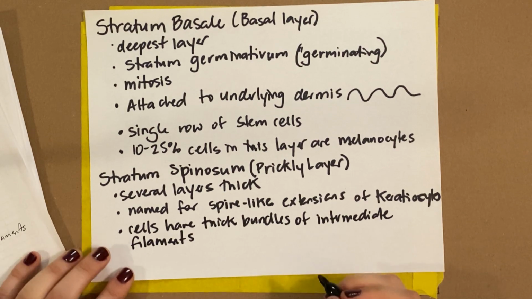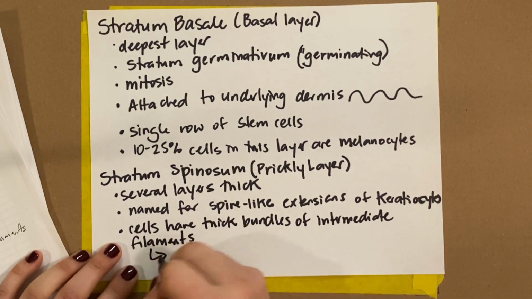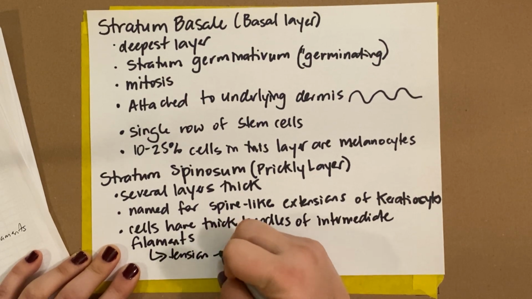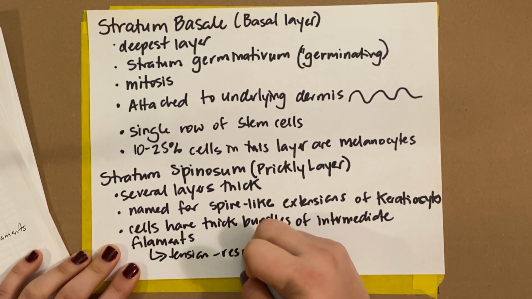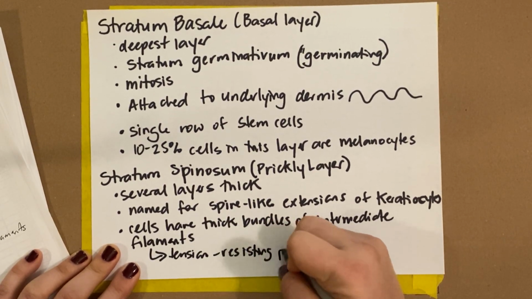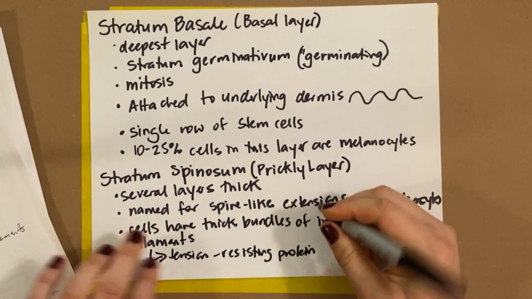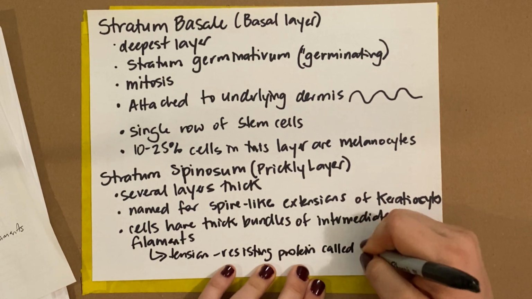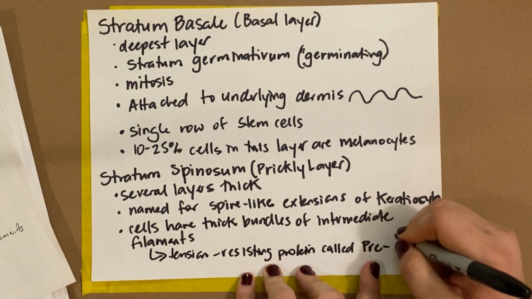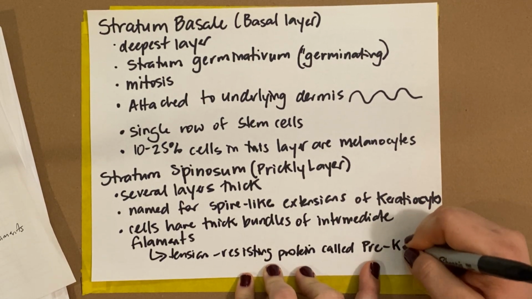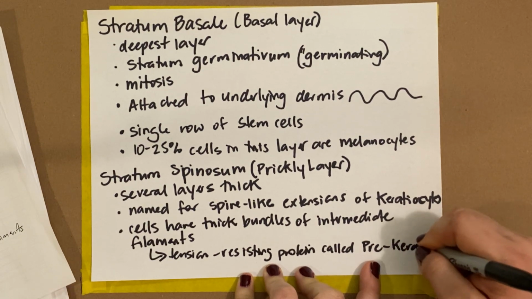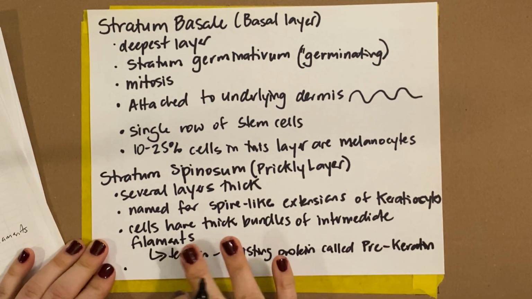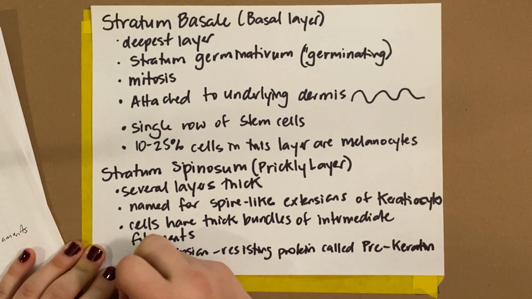Okay, and so these filaments are tension resisting protein called pre-keratin. So these are on their way to becoming keratin, but they are not at this point. Okay, and one other thing that's going to be found in the stratum spinosum are going to be dendritic cells.